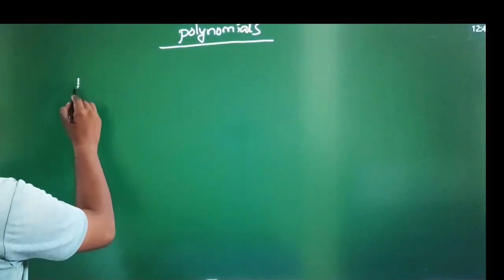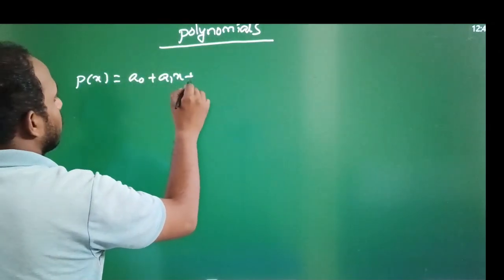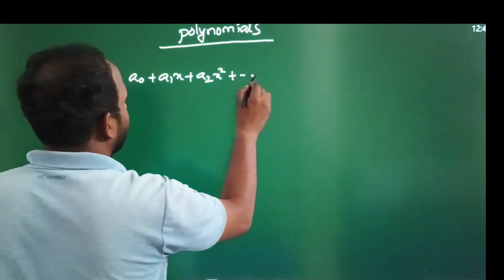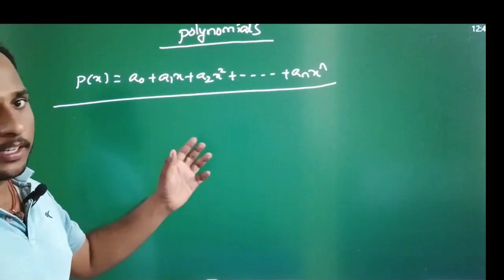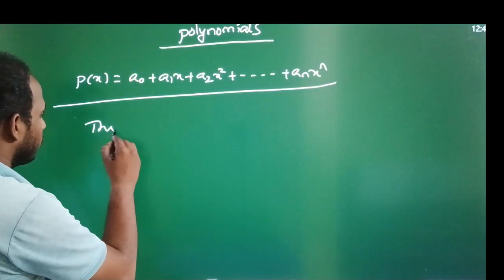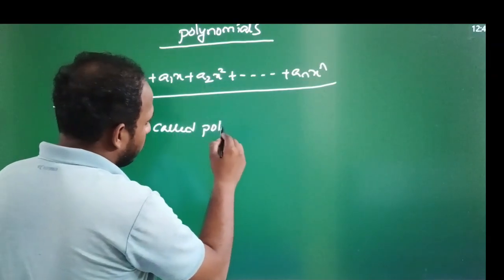What is a polynomial? What is a polynomial in one variable? Suppose p of x equals a0 plus a1 x plus a2 x square, up to so on, an x power n. This is the polynomial in one variable. This is called a polynomial in one variable.